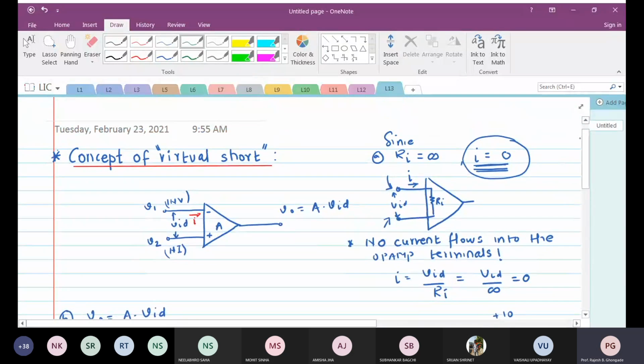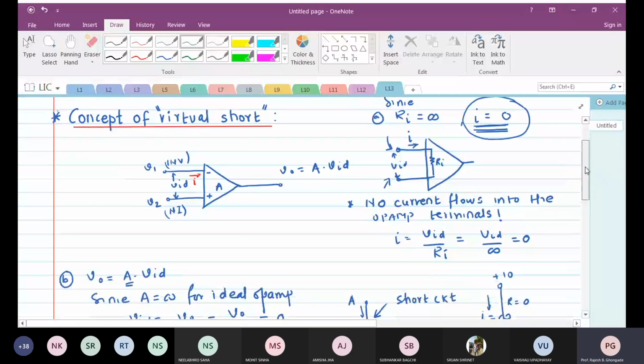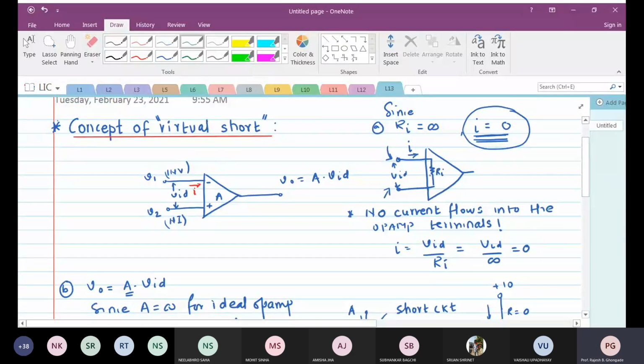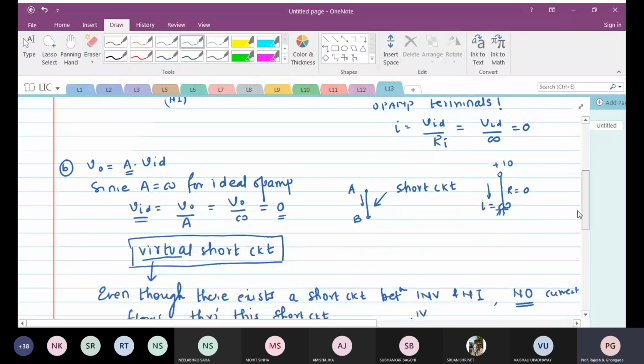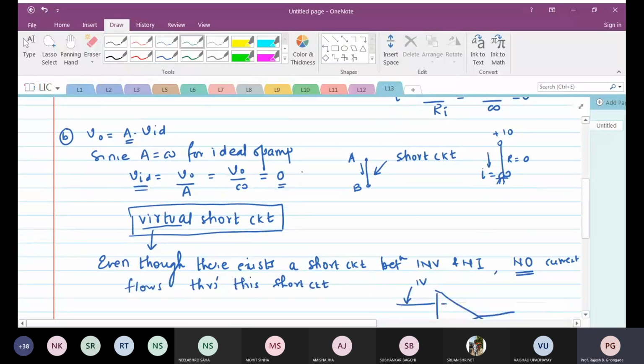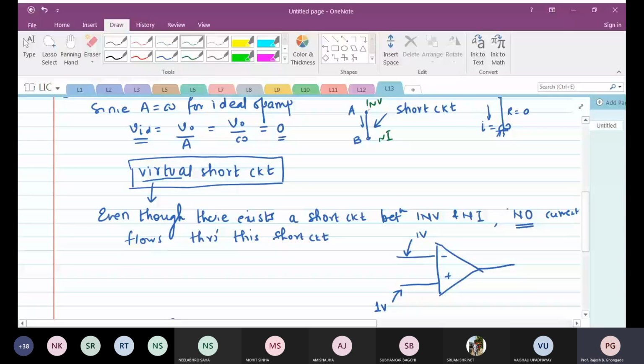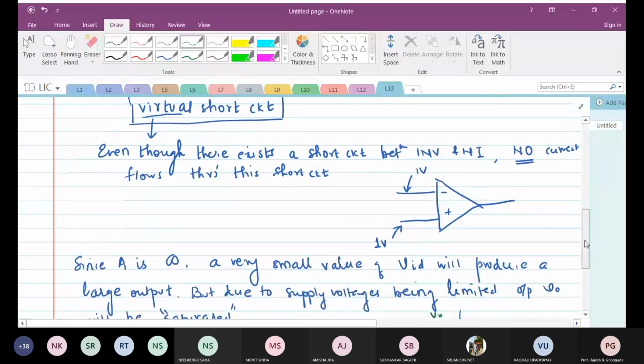Three important things. One, the concept of virtual short, how it happens, because we have said that Ri, the input resistance between the two terminals, inverting and non-inverting, is infinite for an ideal operational amplifier. So there is no current flow. It is as good as open. But at the same time, since A is infinite, there exists a virtual short circuit between the inverting input and the non-inverting input. So this is a strange thing where you actually have a short circuit, but there is no current flowing between these short-circuited points. Clear?